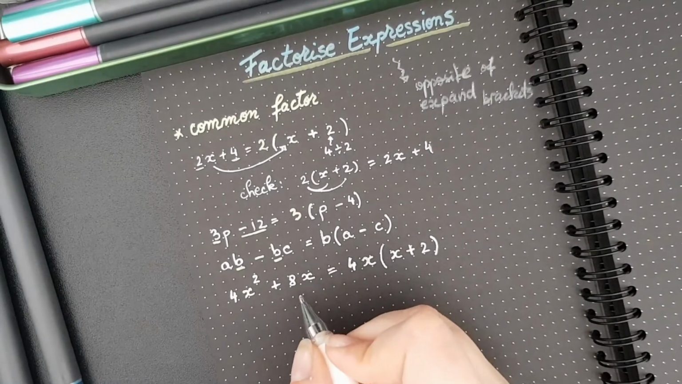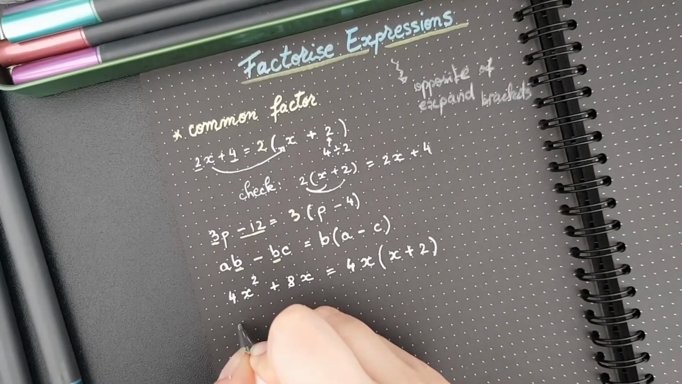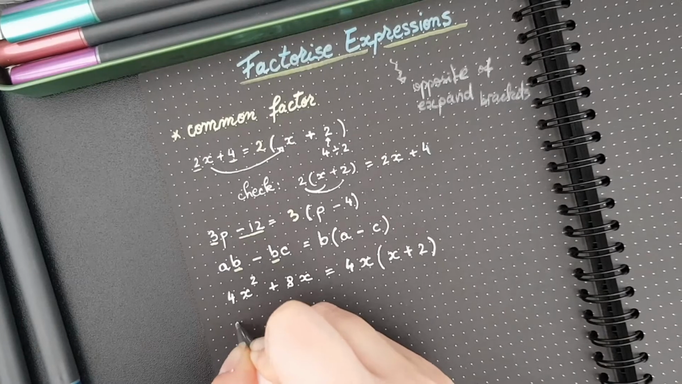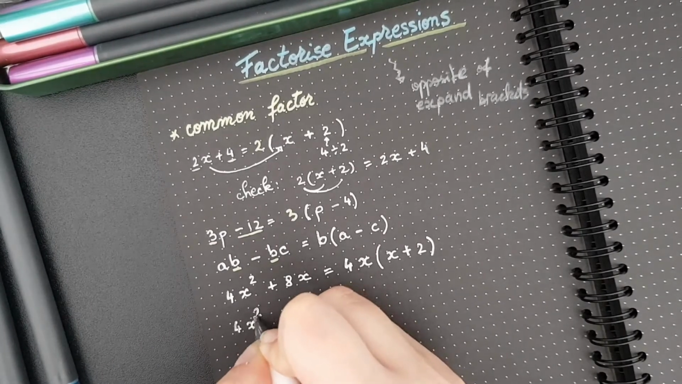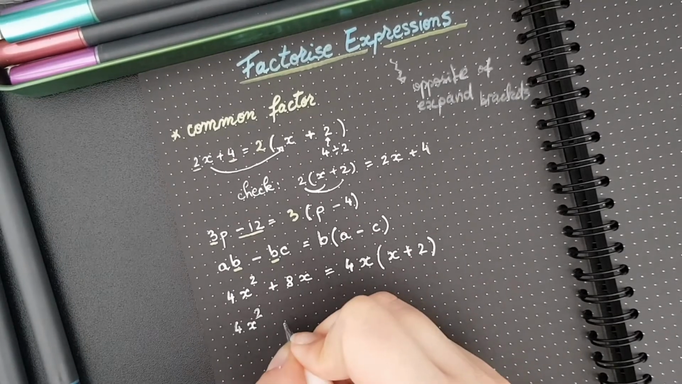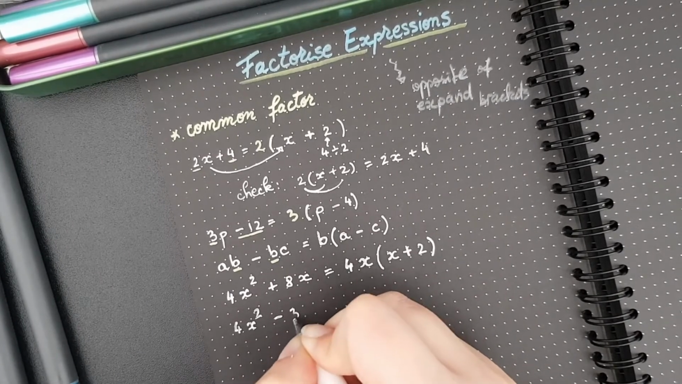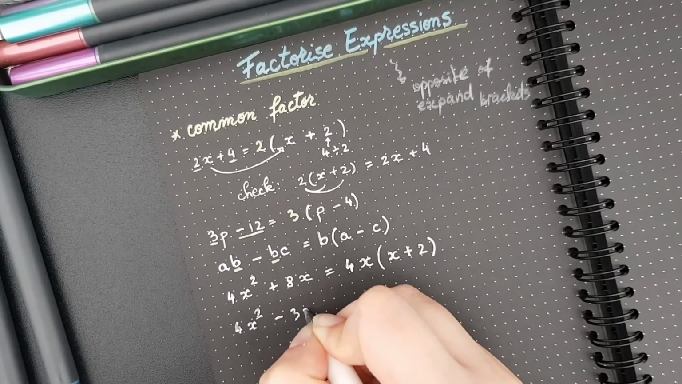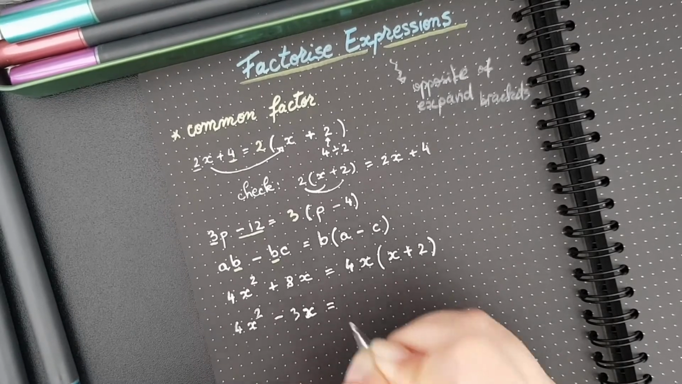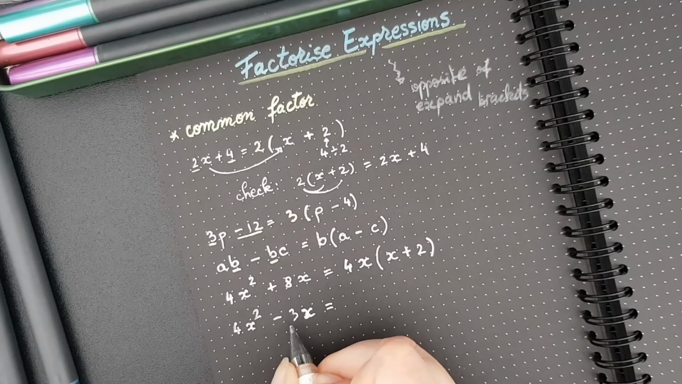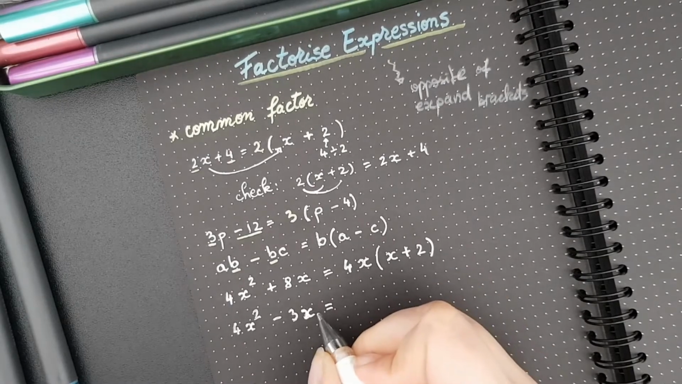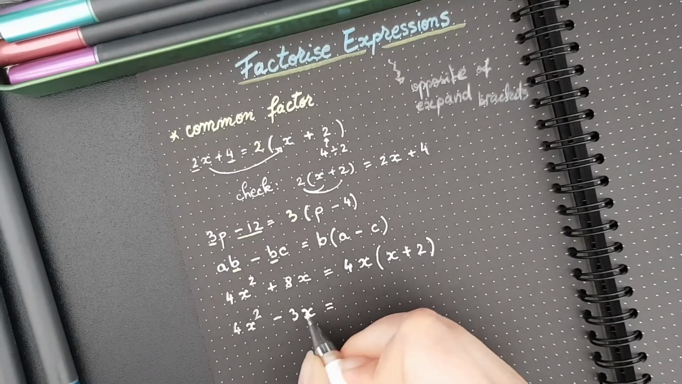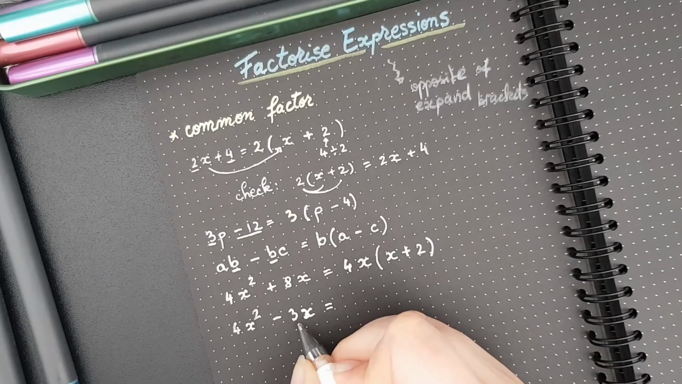I still want to do another example with this one. So I'm going to go with 4x squared, but let's take away the 3x. Oh, sorry, it's supposed to be an x. Now, I look at the 4 and the 3. Off the top of my head, they're not in the same times table. So I don't need to complicate my life doing fractions or anything like that. So I'm just going to go with 4 and 3. They're not in the same times table.